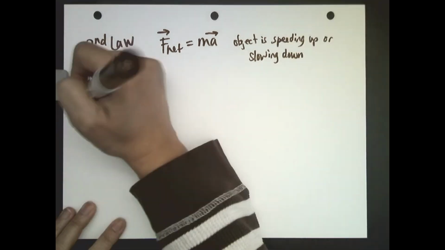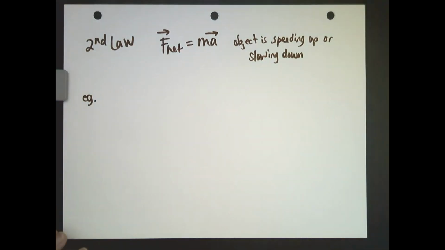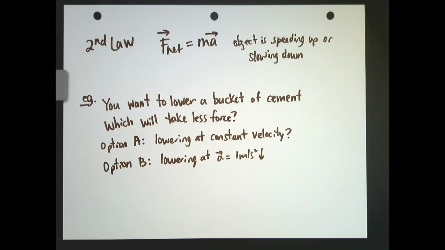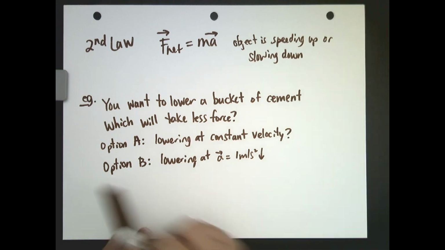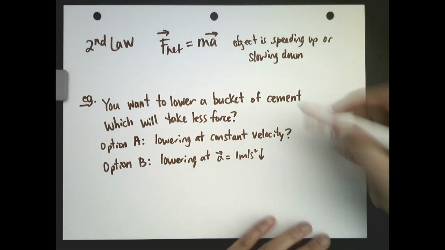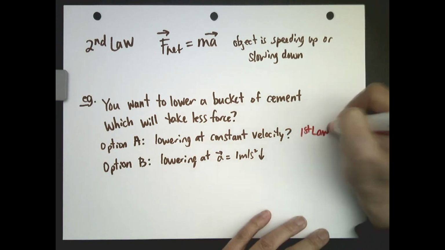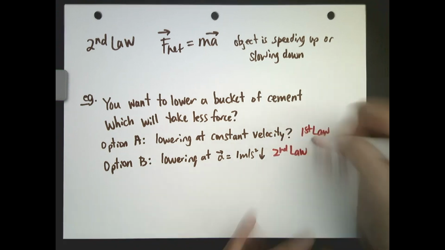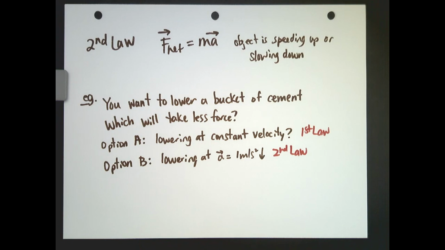All right, let's do an example. I got an idea. Let's do this. All right, here's my example. You want to lower a bucket of cement, which will take less force. So option A, lowering at constant velocity. Notice this will be a first law question. And then option B, lowering it at 1 meter per second squared down. So this would be your first law option, and this would be your second law option. So which one will take you less energy or less muscle, less force to do that?